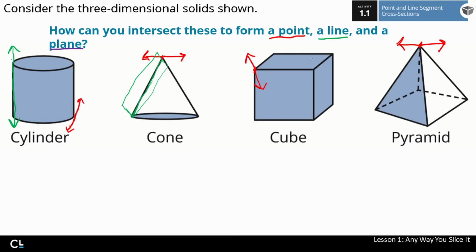The same with a cube. If we could just follow one of these lines. Let's have a line go like this, right along the edge. Boom. There you go. And for the pyramid, we could choose any edge here. So for instance, one like this. And it would give us an intersection of a line.